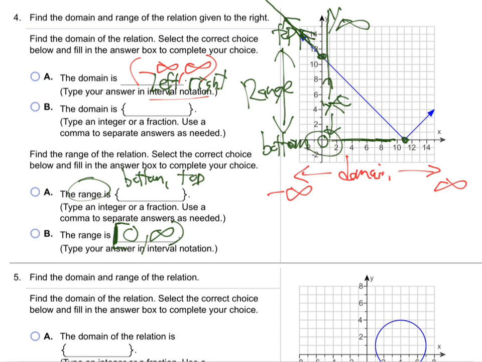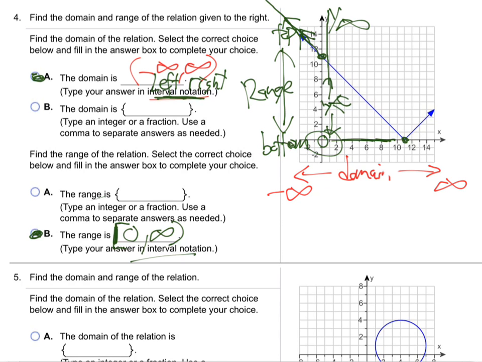Oh, do they want both? Find the range, select the correct choice below. Type in the range, use a comma to separate. No, we want this for sure. You want interval notation. Up there, same thing here, they want interval notation. So just do the interval notation one for our answer.